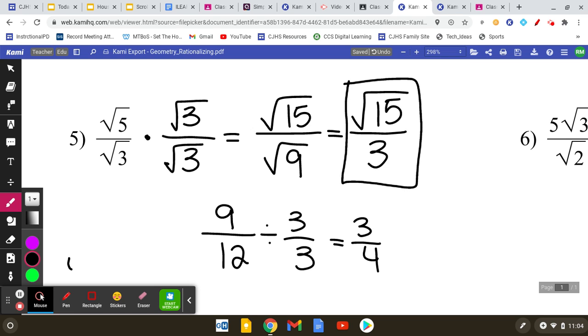But here's the thing. When you do the keep, change, flip, whatever they tell you to do, that's multiplying by the reciprocal. So if I flip this, it's still going to be 3 over 3. You're still multiplying by 1 or dividing by 1. Is 9 over 12 and 3/4 the same thing? Yes.